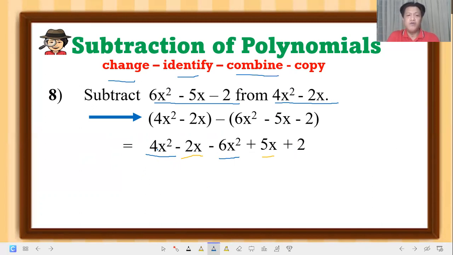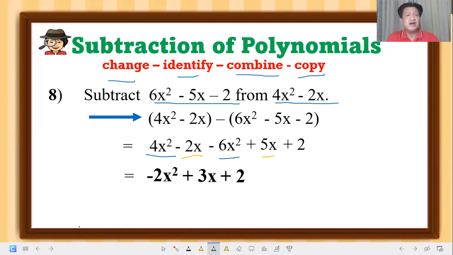So therefore, 4 plus -6, that is -2x squared. So kinapin natin yung kanilang same literal coefficient na x squared. And dito naman -2x plus 5x, that is equal to positive or plus 3x. Mas malaki kasi yung value ni positive. Okay. Therefore, yung wala tayong like terms, we have to copy or i-bring down lang natin. So therefore, yan na yung answer natin.